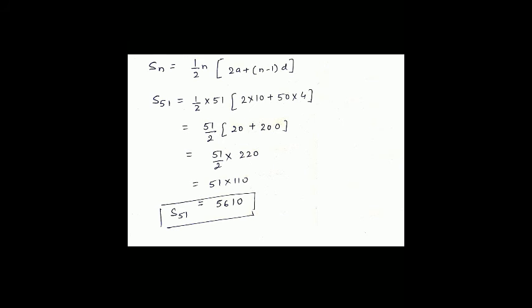Now students, move to the question number 9. If the sum of the first 7 terms of an AP is 49 and that of 17 terms is 289, find the sum of first n terms. So S7 is equal to 49, S17 is equal to 289, and we have to find out Sn.